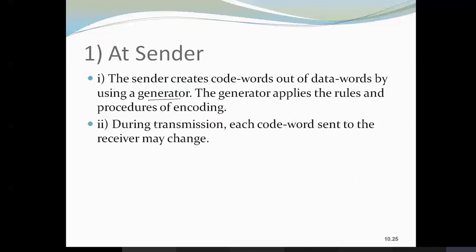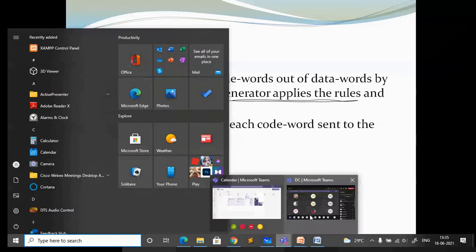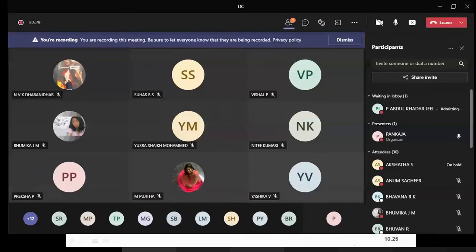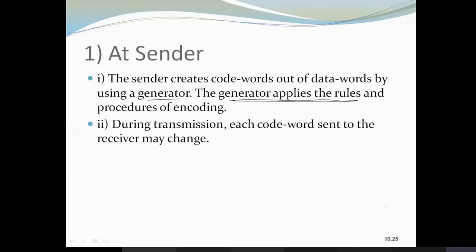Here the sender creates code words out of data words by using a generator. The generator applies a rule. That is very important. What rule is it going to apply? We have different techniques for that. This is the only important thing: what rule it is going to apply at the generator, and what procedure is used for encoding.